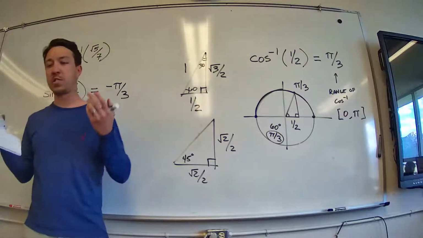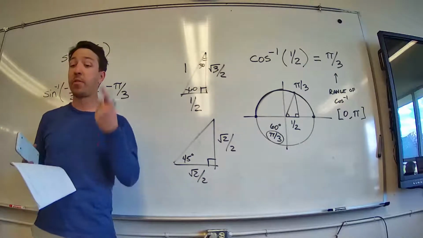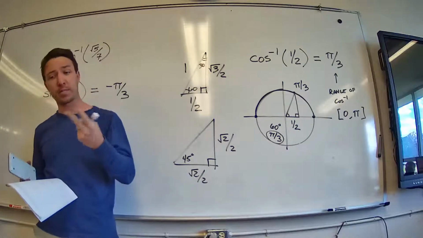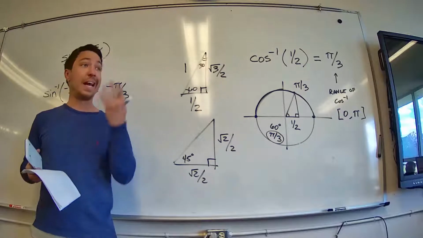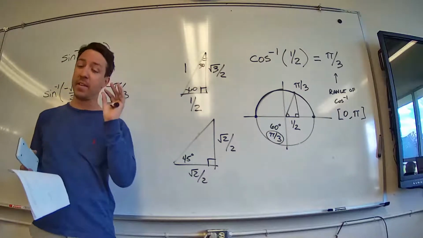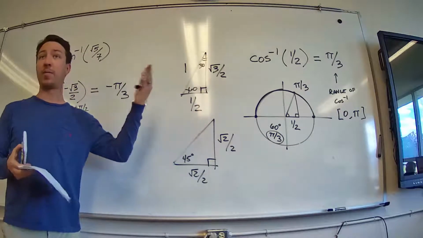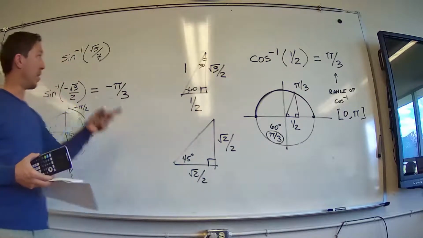there's a few special angles out there: 30 degrees, 45 degrees, 60 degrees, 90 degrees, 0 degrees. Those angles all have nice, simple sines and cosines and tangents, right? That's why we study them.